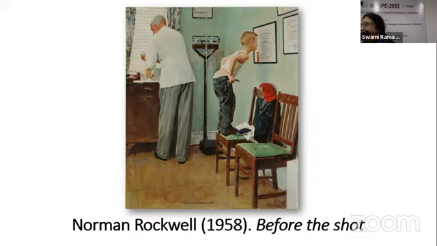This is actually in a small town in America, where a doctor is preparing to, you figure out from this painting now. What are the things you observe in this? Okay, can I move to Menti?